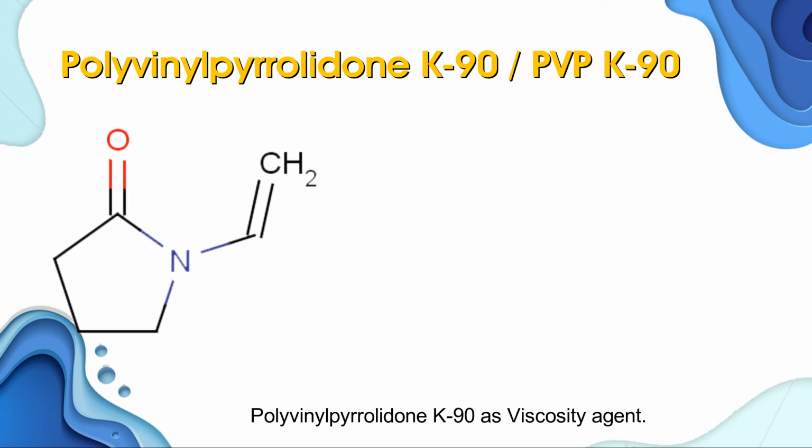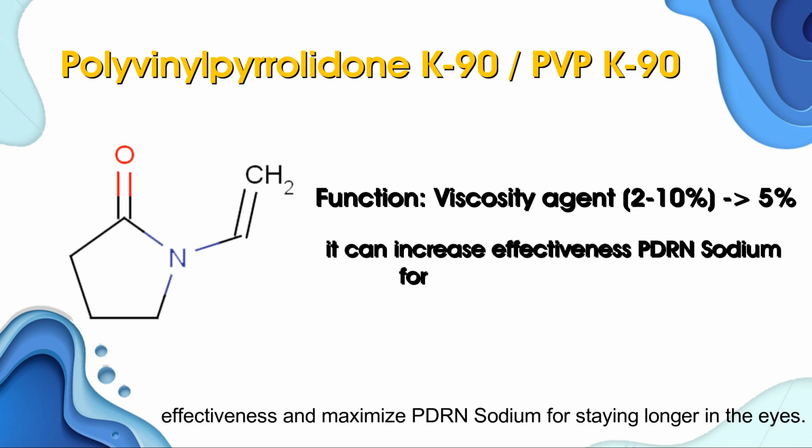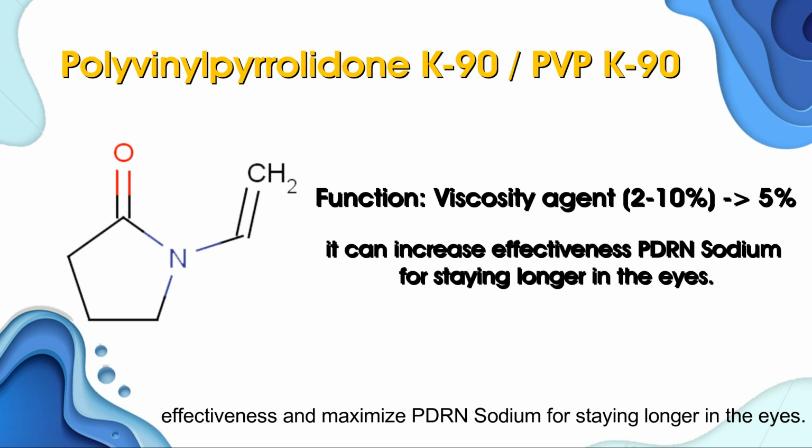Polyphenol pyrrolidone K90 as viscosity agent. It is often used for eye drops. We use around 5% so that it can increase effectiveness and maximize PDRN sodium for staying longer in the eyes.